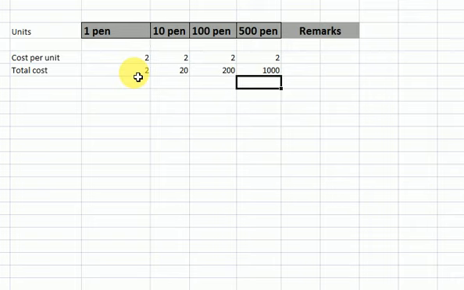Now look at, as we discussed, that fixed cost will remain fixed in the total. It means that their total cost will remain fixed, unchanged. But here if we look, the total cost is changed. 2, 20, 200 and 1000.